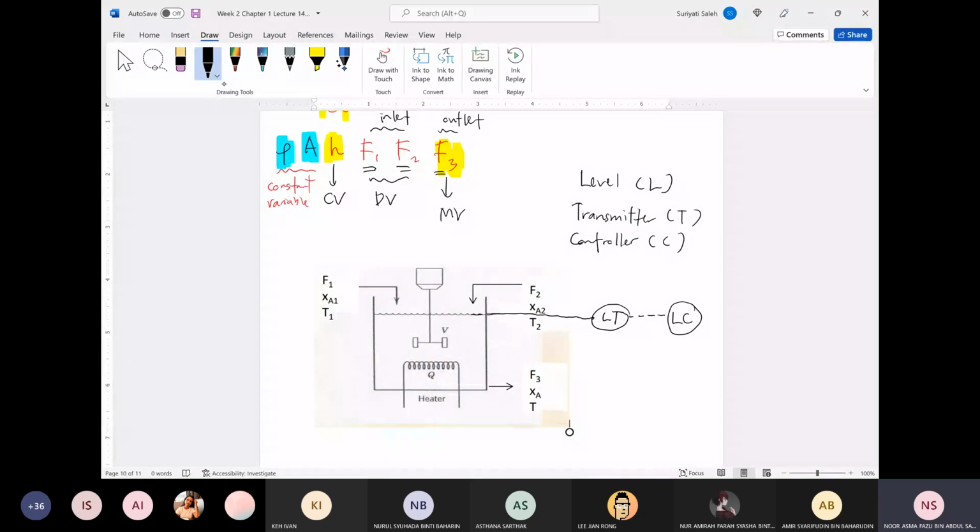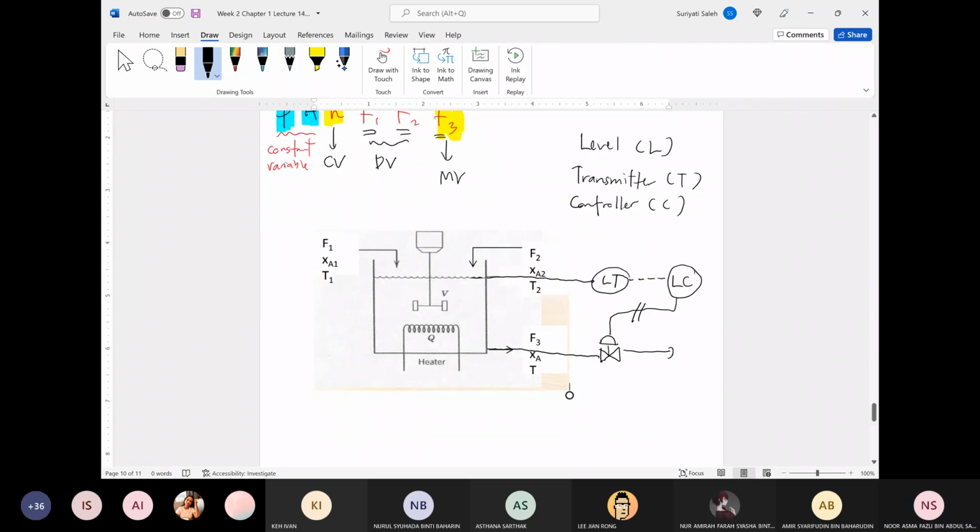And then in this case, once you have the LC, you need to include the valve. So this is your valve. It will be connected from the LC to the valve. You have the line like this. So this is what we call the configuration control loop.